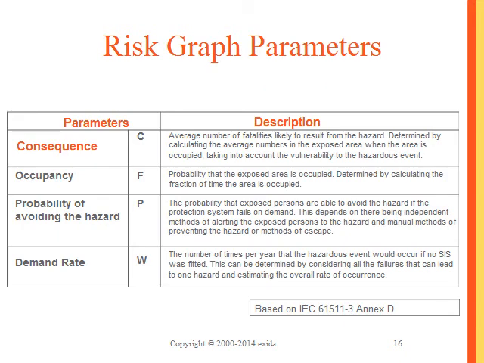This is taken out of IEC 61511-3, Annex D, and it describes the parameters. The consequence is the average number of fatalities likely to result from the hazard, and you can determine this by calculating the average numbers in the exposed area when the area is occupied. Occupancy is the probability that the exposed area is occupied, as we said earlier, and you can determine that by calculating the fraction of time the area is occupied. Probability of avoiding the hazard is the probability that the people will have the ability to get out of the way. And then the demand rate, as we said, is the number of times per year that the hazardous events will occur if there's no SIS.